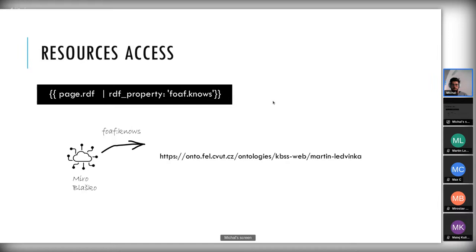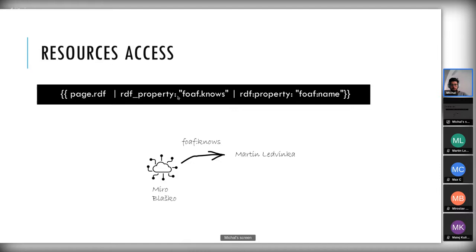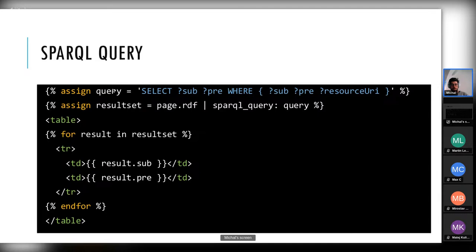So right here I'm on the identifier of Martin Medvinka. If I want to see his name, I can just add another pipe and look for the RDF property name. So yeah, right here there is a mistake. Instead of a semicolon or colon, there should be an underscore on the data. I will show you in the live demo. And we can also use SPARQL queries.